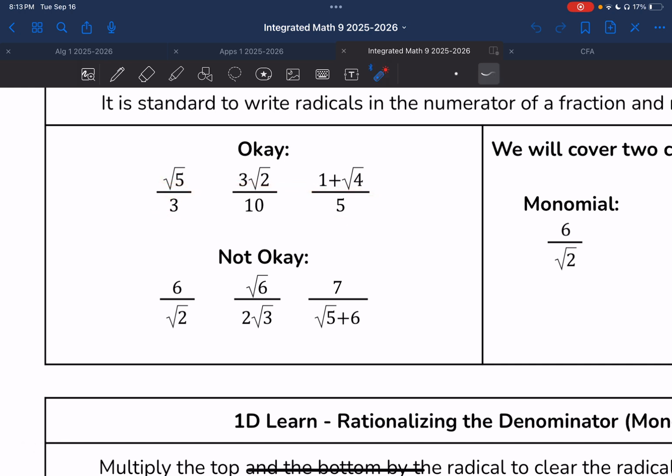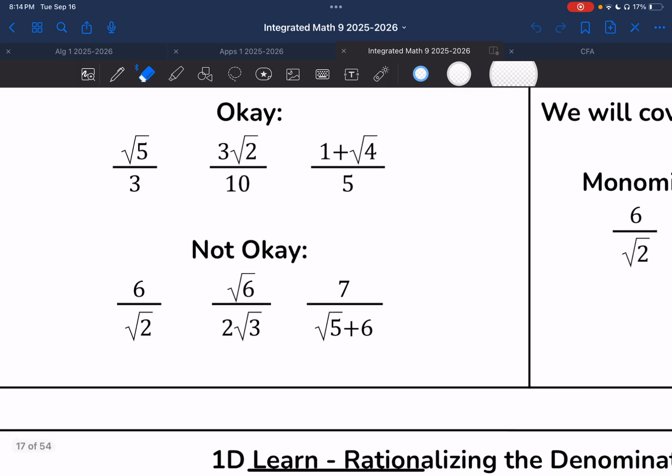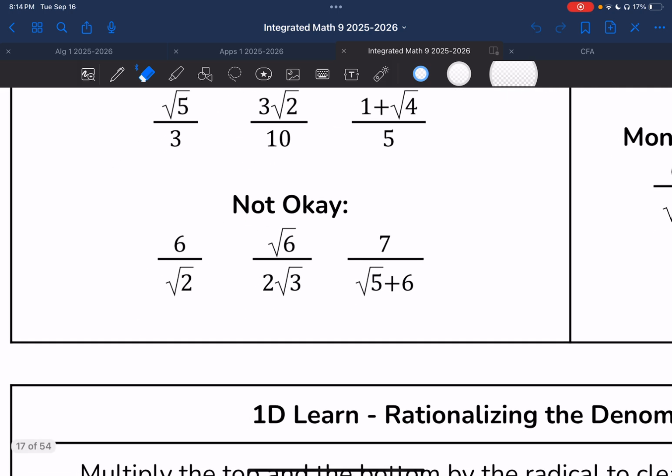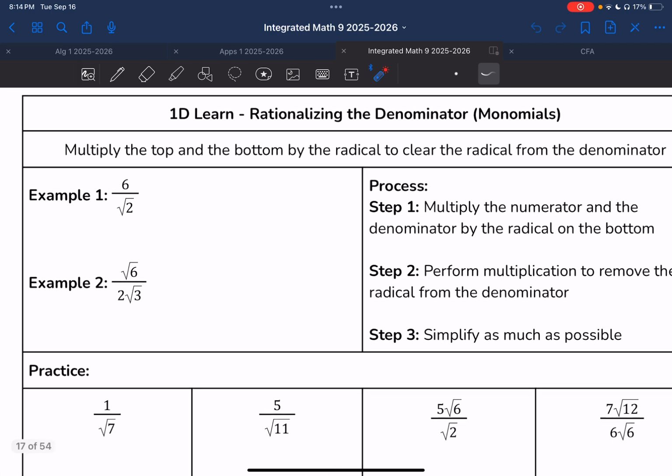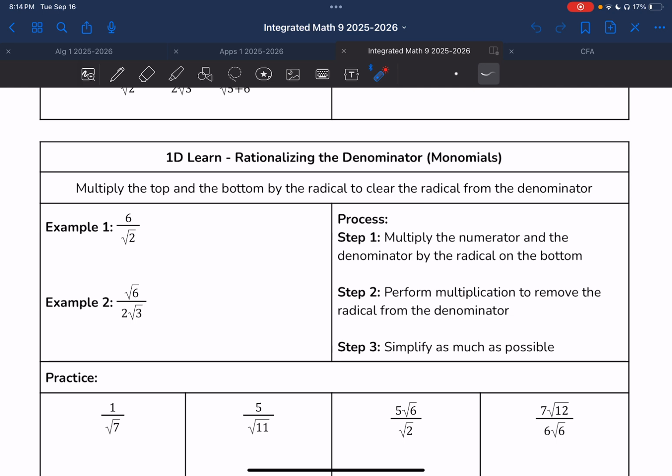3, 10, 5. If you don't know what an irrational number is, it's just a number that goes on forever without repeating. So pi, or the number e, kind of quintessential examples, or any radical that cannot be simplified fully. So these ones down here would not be okay because they have an irrational number in the denominator.